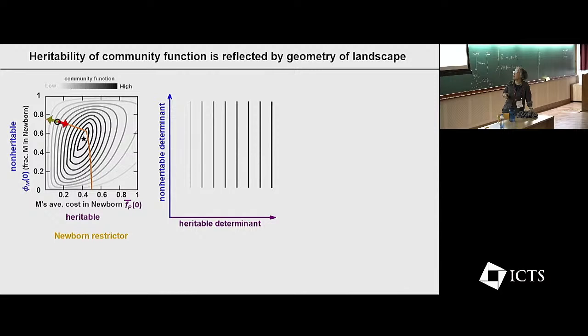So changes in community function is due to what? Changes in the heritable or the non-heritable determinant? In the heritable determinant, exactly. So the change, because it's getting more dark, is due to changes in the heritable determinant. So you should have high heritability. And if we think about just some random communities, initially it's here, the average is here. So if you look at the heritable determinant, this is the middle.